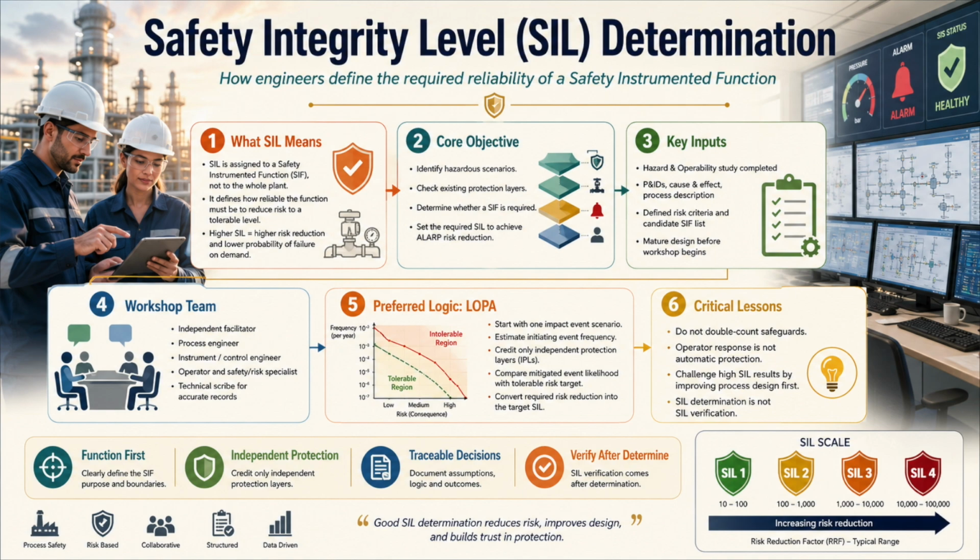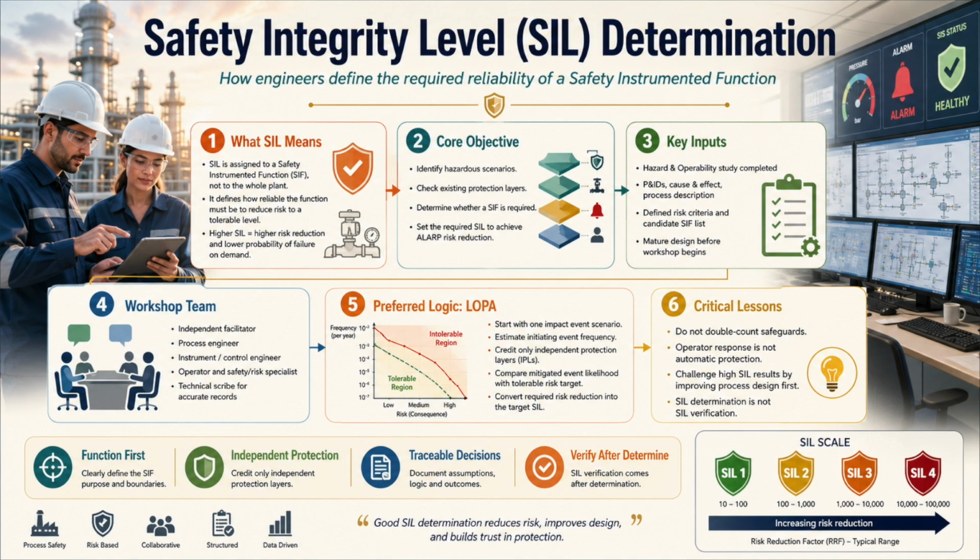When the calculated frequency exceeds the target, the ratio between the calculated frequency and the tolerable target defines the required additional risk reduction. That required risk reduction factor is then converted into the target probability of failure on demand and associated safety integrity level. Suppose the hazardous event frequency after existing protection layers is 1 event in 100 years, or 10 to the power of -2 per year.